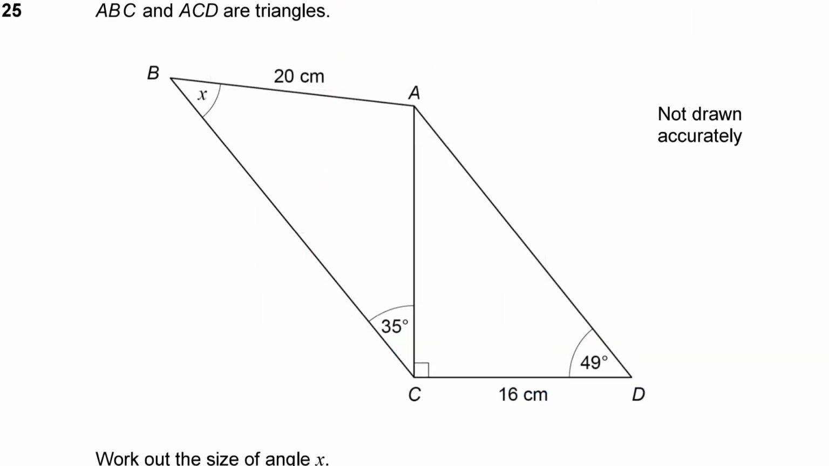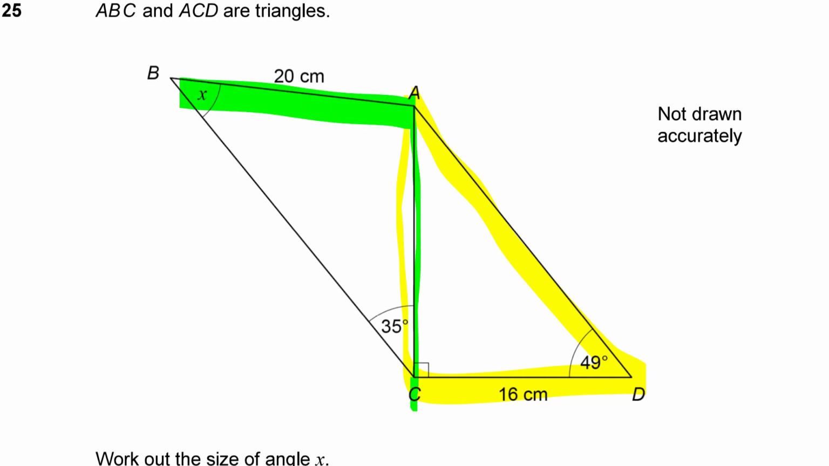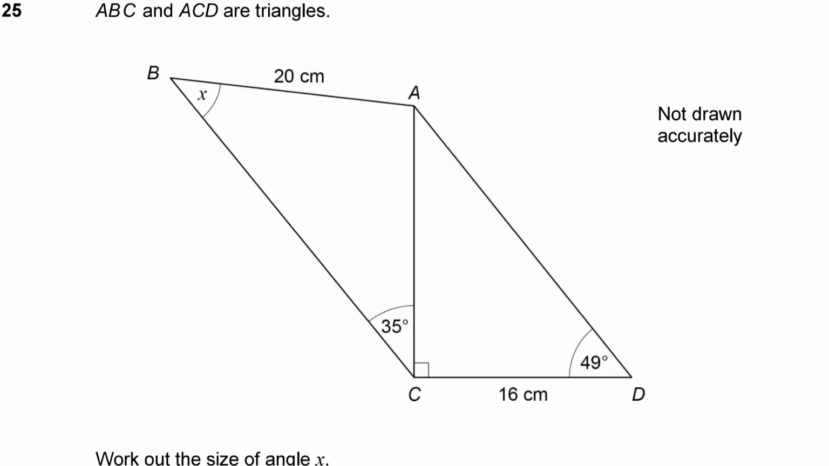Question 25. ABC and ACD are triangles. Work out the size of angle X. We've got triangles, sides and angles, so this is going to be something to do with trigonometry. We've got a right angle triangle down here. ACD is a right angle triangle, so we can use trig in right angle triangles. Plus, we've got non-right angle triangles, so I think we're probably going to have to use the sine rule or the cosine rule to find our missing angle. Let's find out what we need to do.